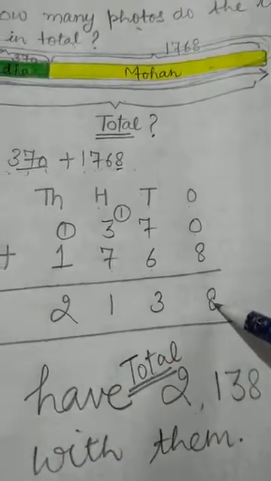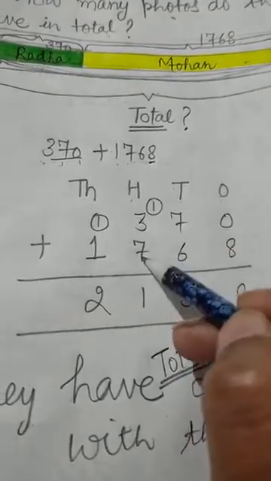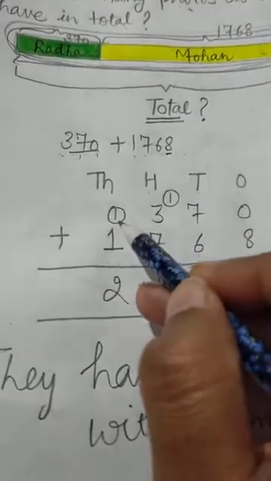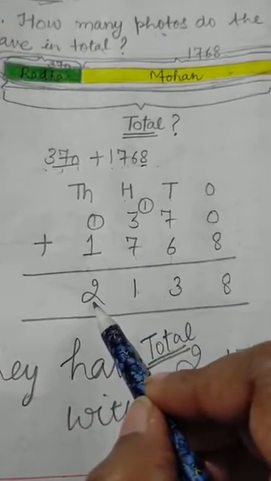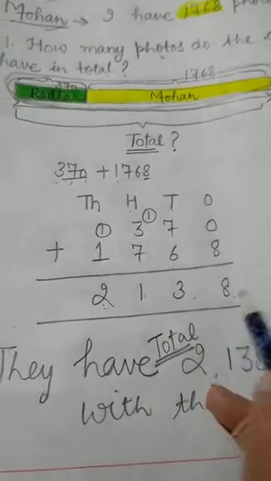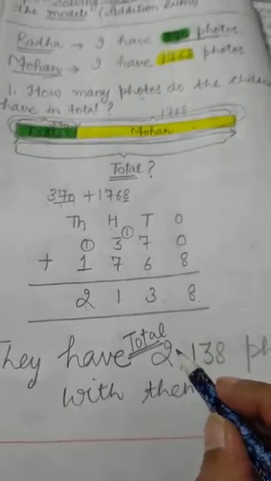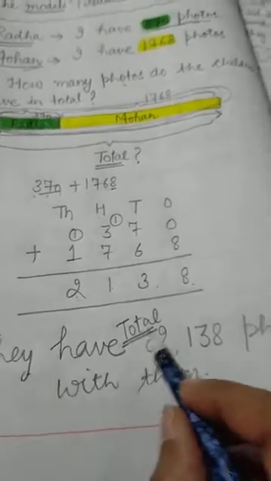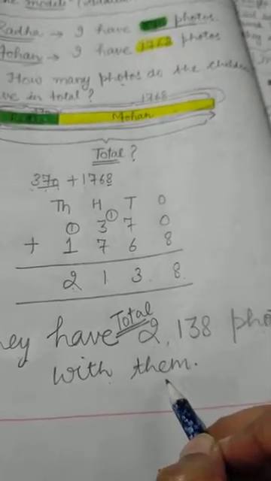0 plus 8, 8; 7 and 6, 13, 1 carry; 3 and 1, 4, and 7, 11, again 1 carry; 1 and 1, 2. When we have added these, we got 2138. Now we know that Radha and Mohan have a total of 2138 photos with them. Yes friends, now see one more example.